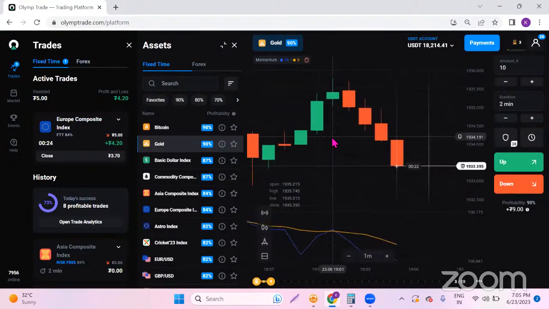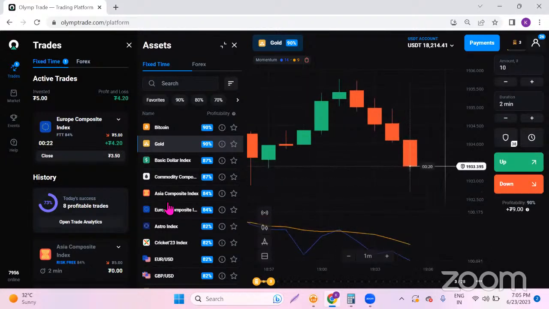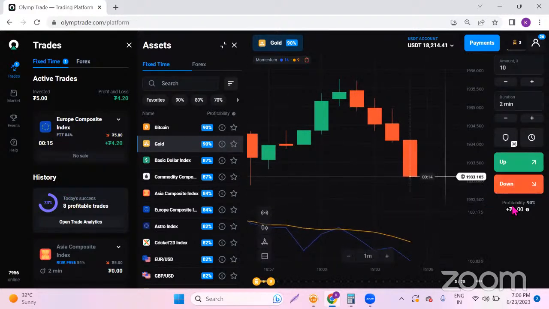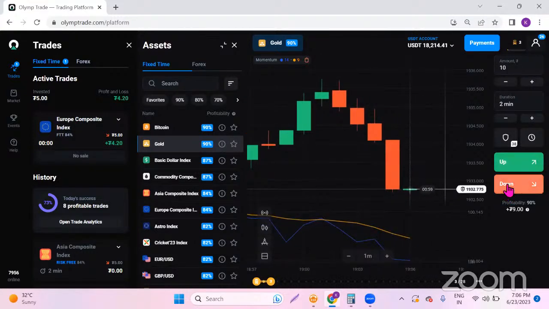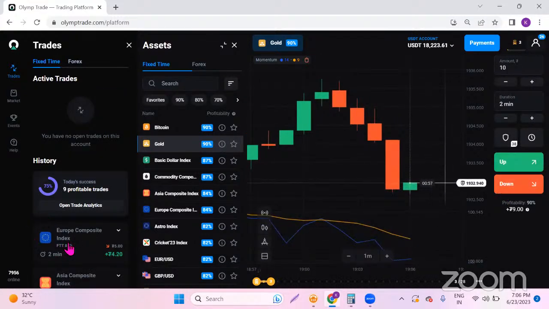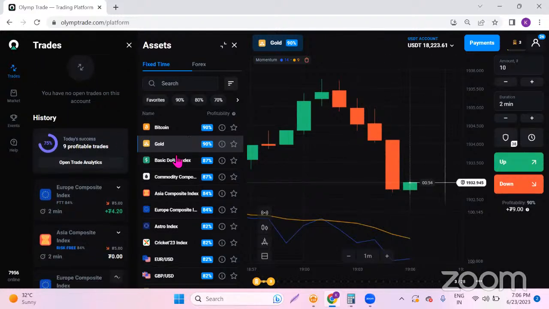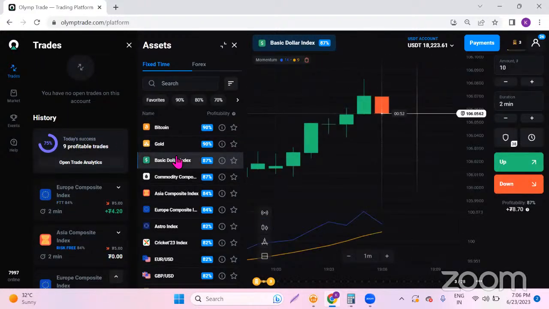Okay, so here we have a trend. We have a downward trend. So since we used a risk free, our money is safe. This trade we might win. So let's see how our next trade goes. Okay, we won this trade. So we have won $5 to recover the amount that we lost.